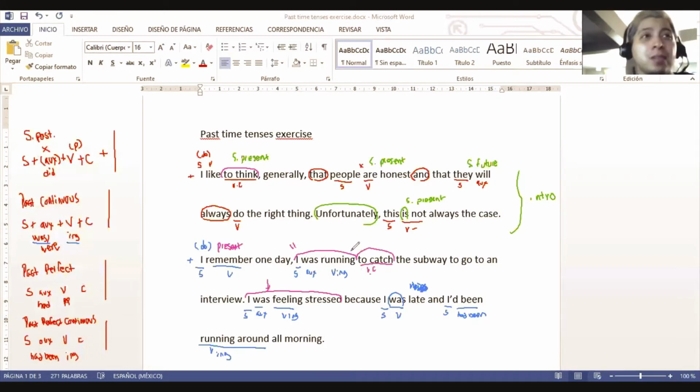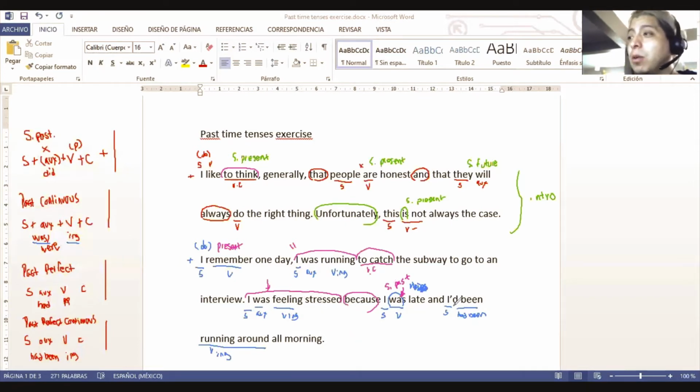You can imagine a person that is running around to catch the subway, and you can imagine this person feeling stressed. So this person was running and was feeling stressed because, this is a connector, and then you have another clause. I was late. This is the simple past. So this is an important part of the story. The main part of the story is I was late, okay? Around this time, I was late. And the context is I was running to catch the subway and I was feeling stressed.